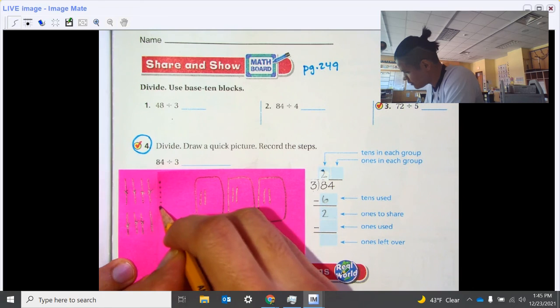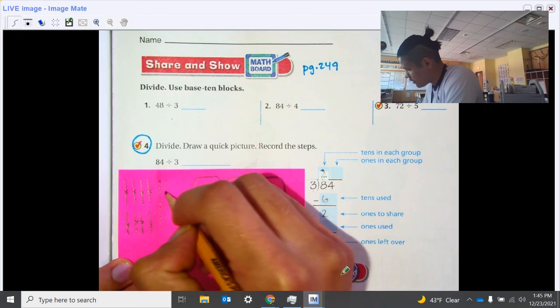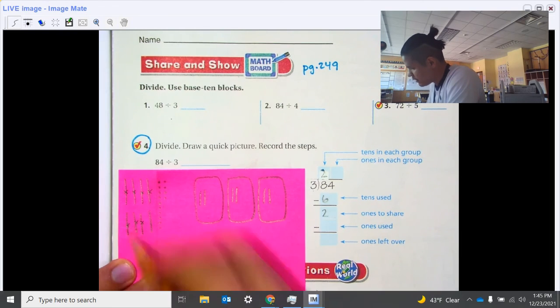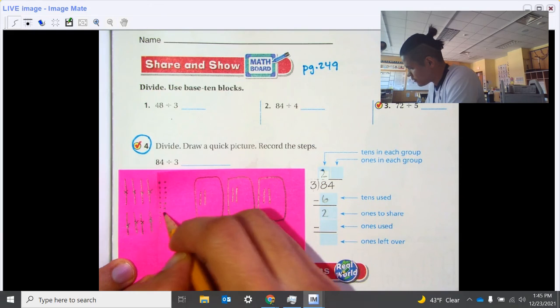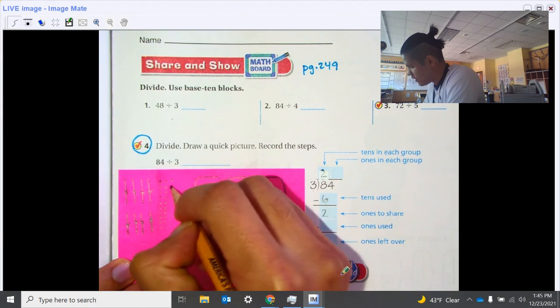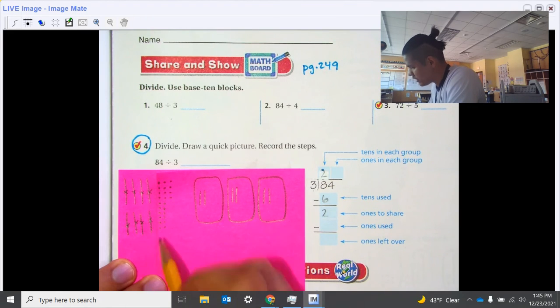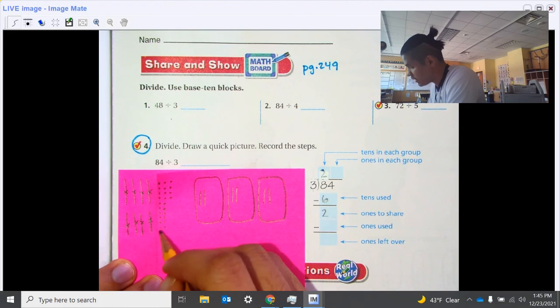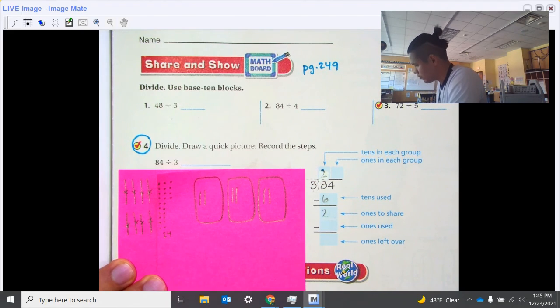So 1, 2, 3, 4, 5, 6, 7, 8, 9, 10. And the same thing with this other 10. Let's regroup it for 10 ones. 1, 2, 3, 4, 5, 6, 7, 8, 9, 10. All right. So now, since I had 4 ones to begin with, and I have 2 plus 20 more ones, now I know that I have 24 ones.